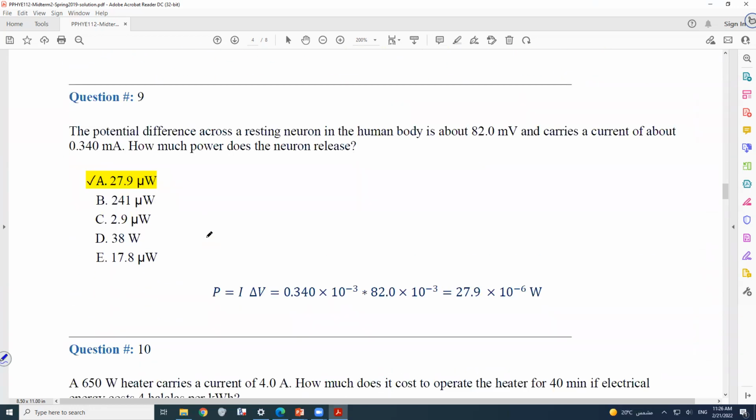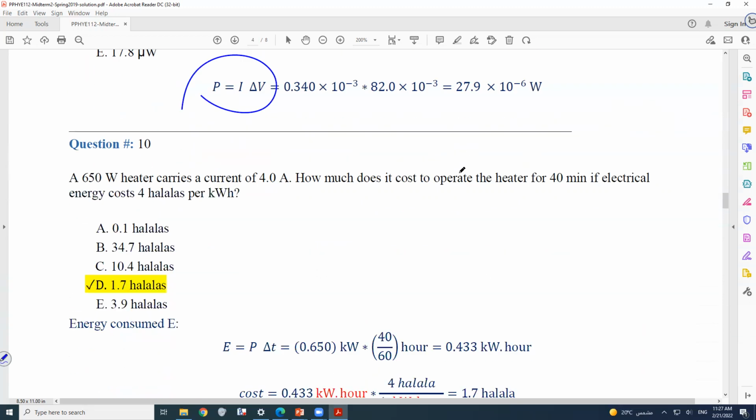Question number 9. A potential difference across a resting neuron in the human body is 82 millivolt and it carries a current of about 0.340 milliamperes. How much power does the neuron release? It's a straightforward question. You're asking for the power, giving the current and the voltage, substitute and get the answer. Make sure everything is in SI unit. Yes, the current is in SI. No, they are not in SI unit. I'm sorry. So this milliamperes, you have to convert it into amperes. This is millivolt, so you have to convert it into volt.